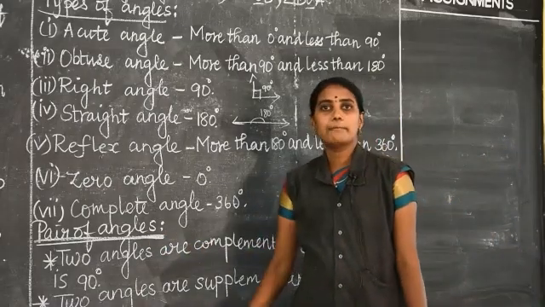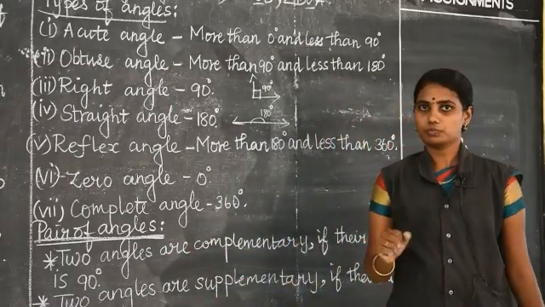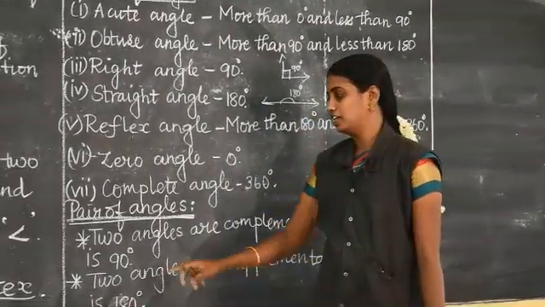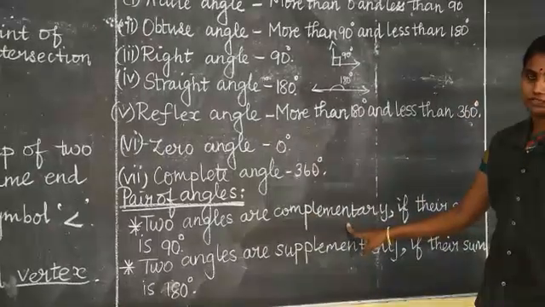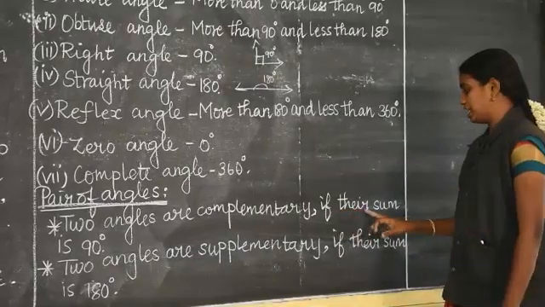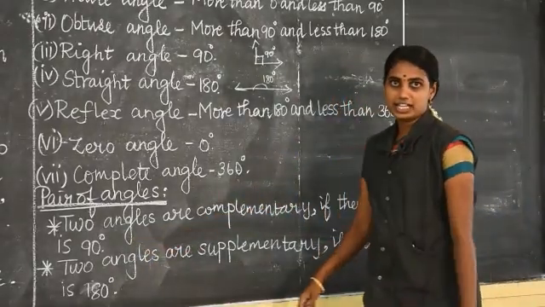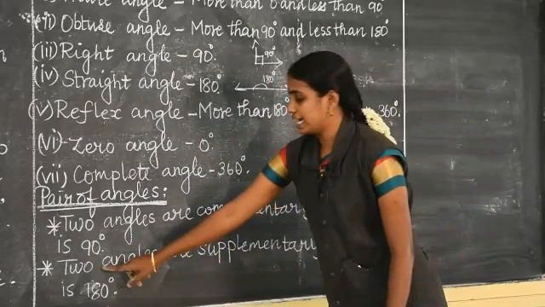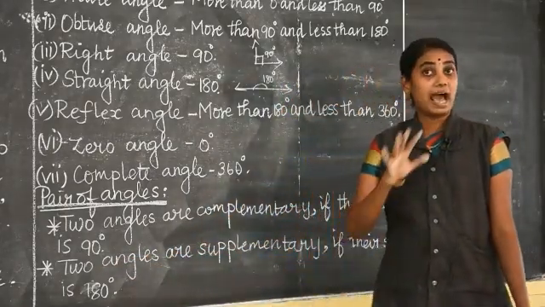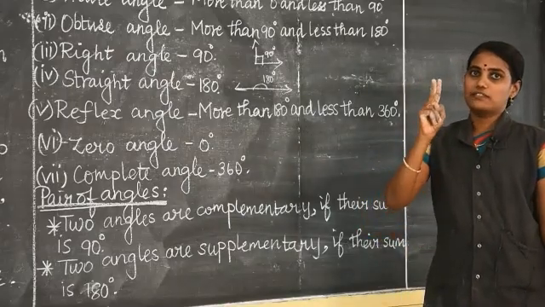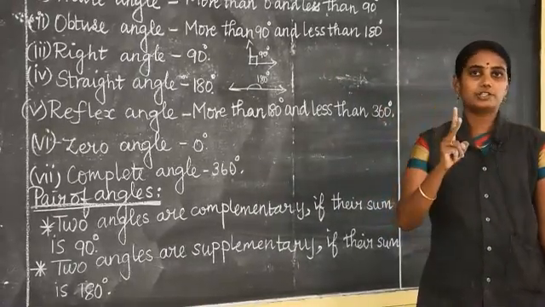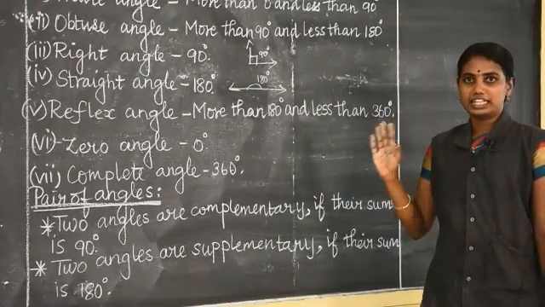Okay, next is pairs of angles. Pair means 2, yes or no? So for pairs of angles we have complementary and supplementary. Two angles are complementary if their sum is 90 degree. Two angles are supplementary if their sum is 180 degree. When you add 2 angles, if you get 90 degree, that is complementary. If you get 180 degree, that is supplementary.